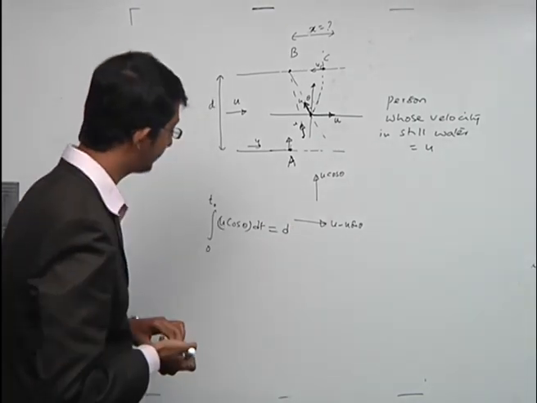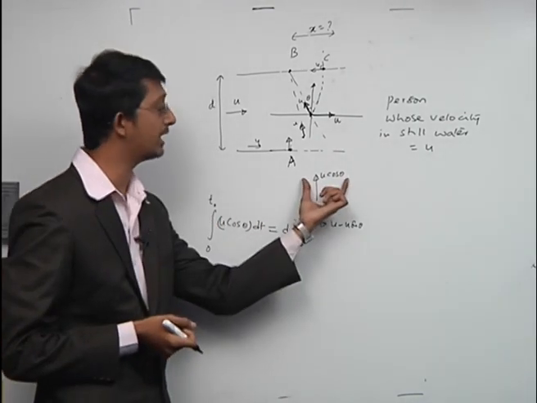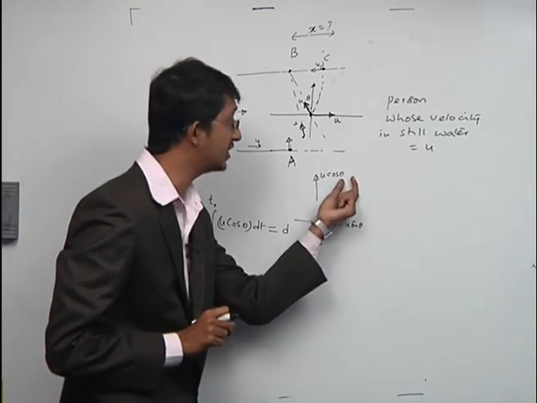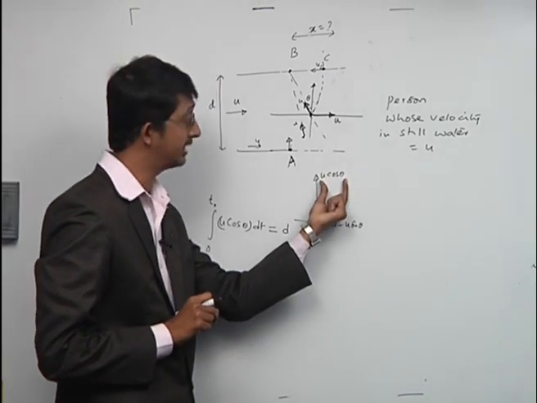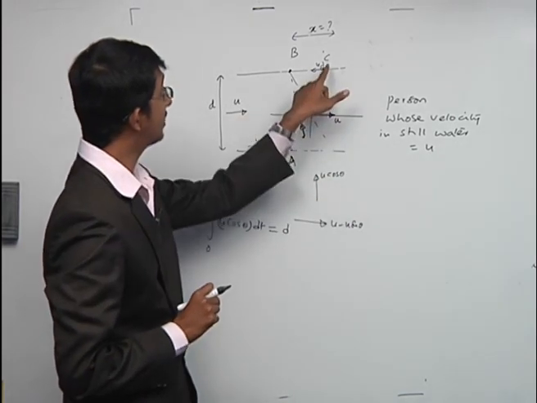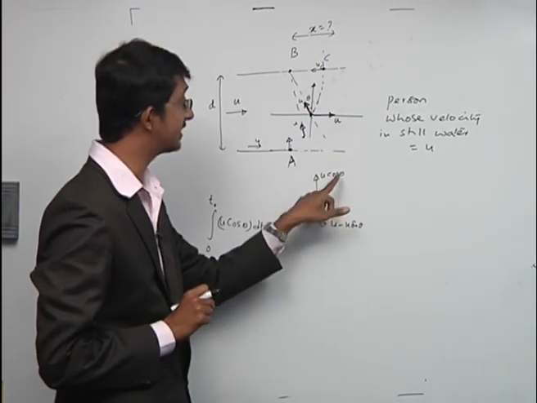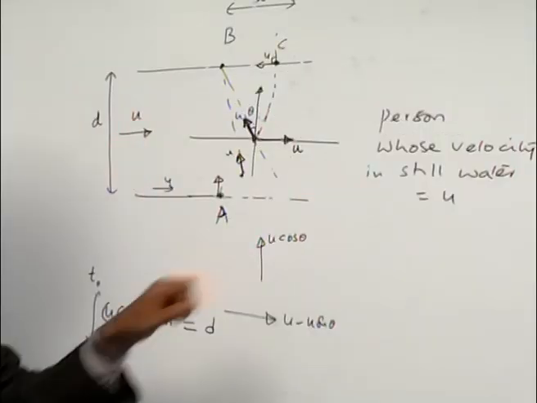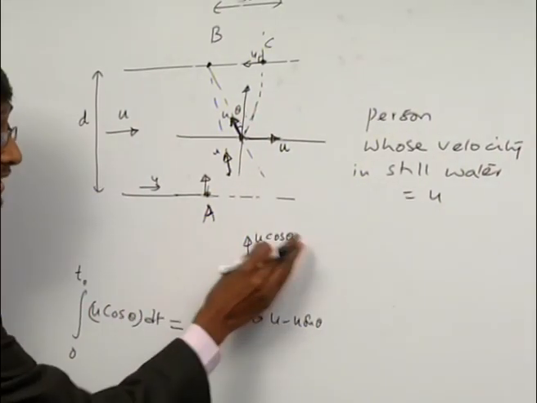Let me explain this a bit. His velocity with which he is going up is not constant. This theta is changing, so his velocity is changing. Initially it was u, the vertical velocity. Finally, he is in the horizontal direction. His vertical velocity is 0. When theta is 90, his vertical velocity is 0. So this is a variable velocity.